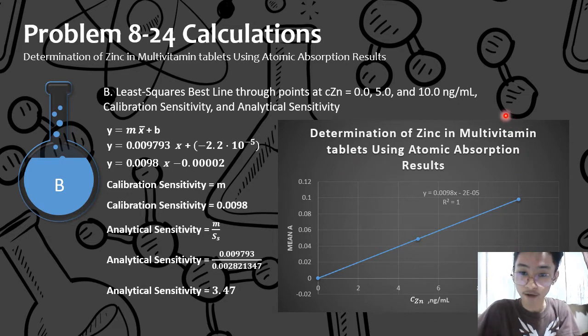So here's the graph of the determination of zinc in multivitamin tablets using atomic absorption results. For the X values, these are the concentrations of the zinc.